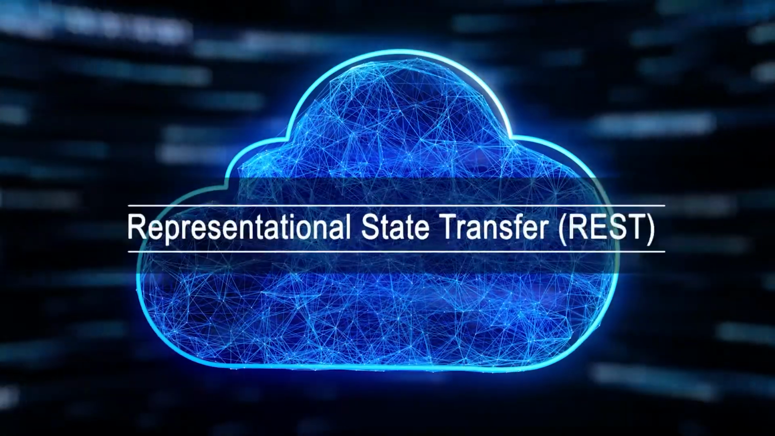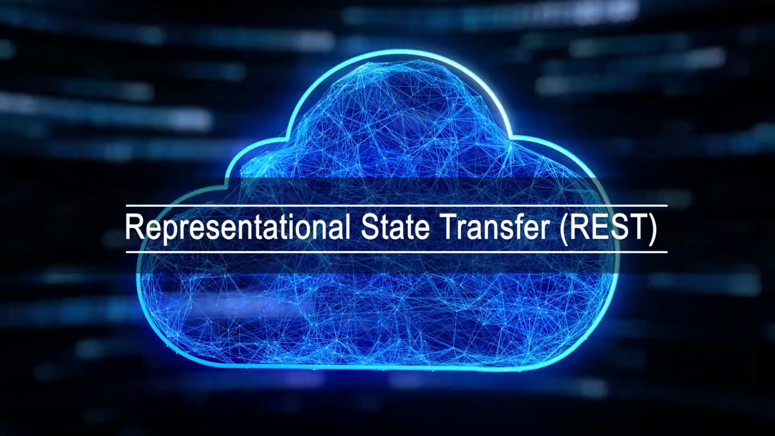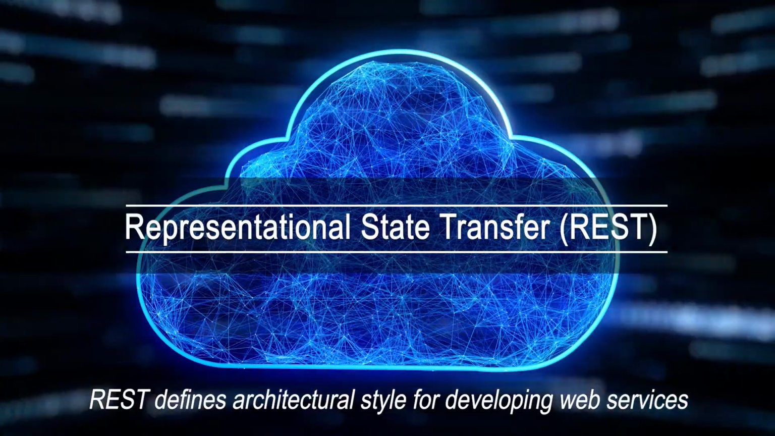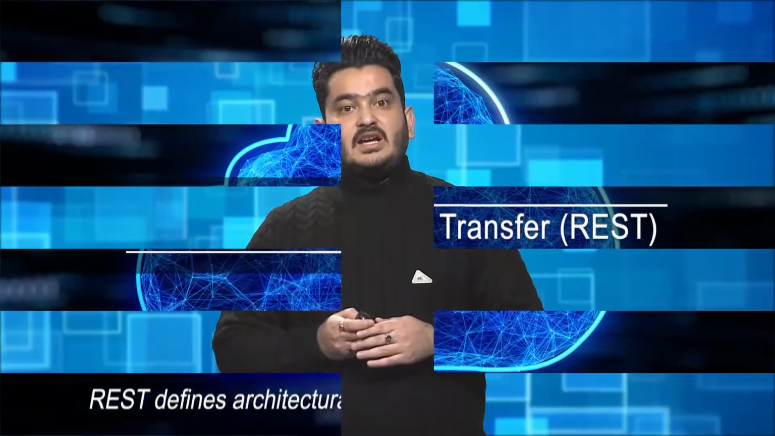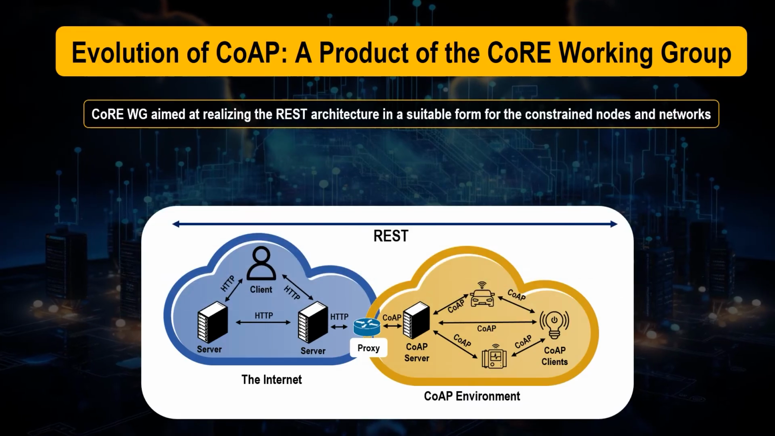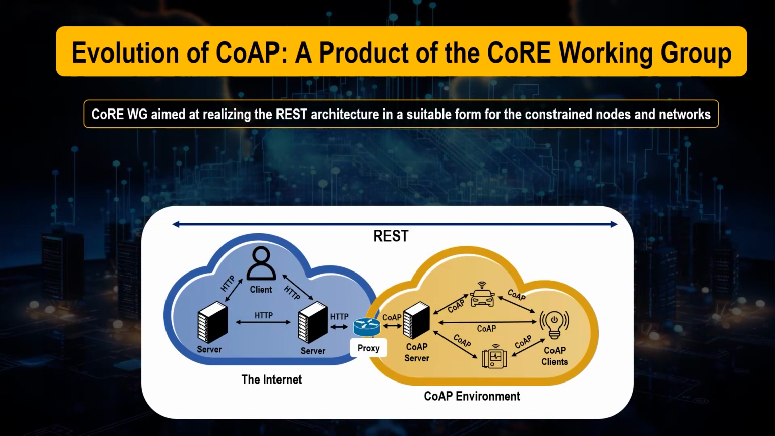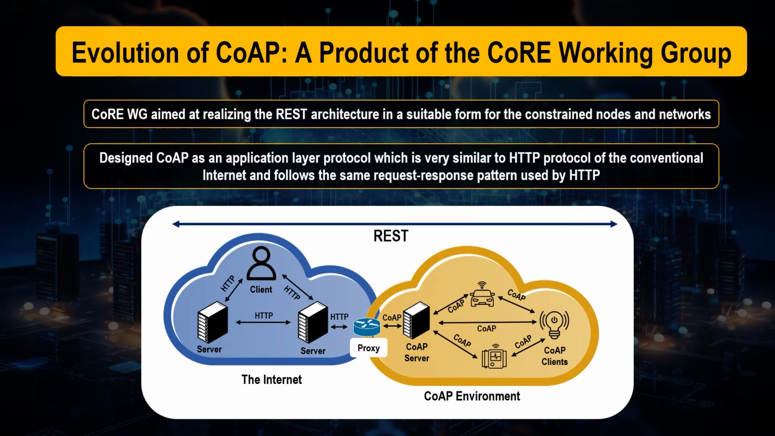Let us understand how CoAP was developed by the CoRE working group. The communication on the internet relies on the fundamental representational state transfer, that is REST architecture of the web. REST defines an architectural style for developing web services. The work in the CoRE working group aims at realizing the REST architecture in a suitable form for the constrained nodes and networks. Thus, the working group designed CoAP as an application layer protocol which is very similar to the HTTP protocol of the conventional internet and follows the same request response patterns used by HTTP.